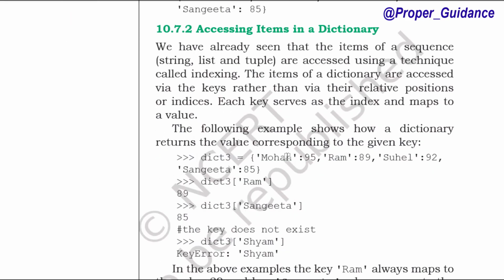And now accessing items in a dictionary, how to access? We have already seen that the items of a sequence, string or list, are accessed using a technique called indexing. The items of a dictionary are accessed via the keys rather than via their relative position or indices. This is a very vital point, that items are accessed via the keys rather than via their relative position or indices.